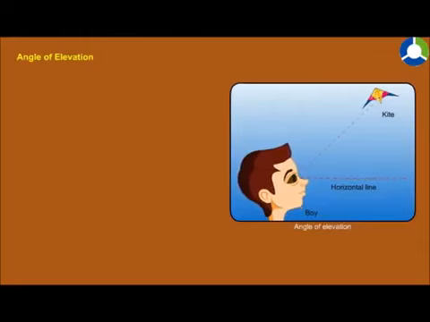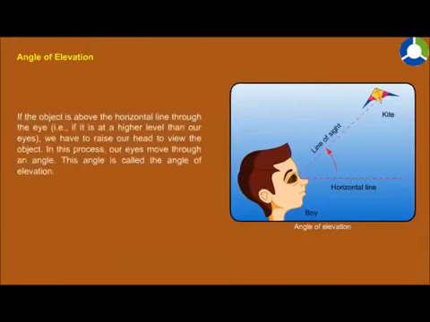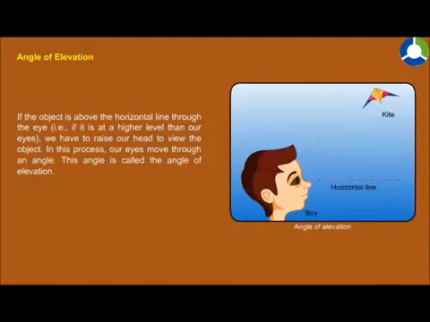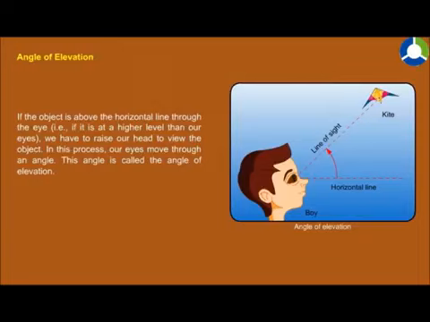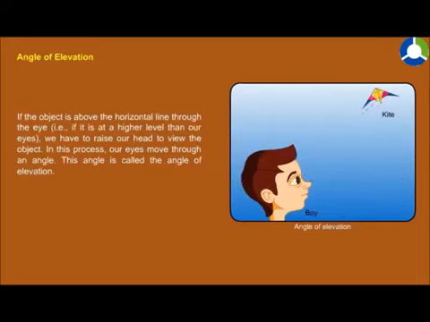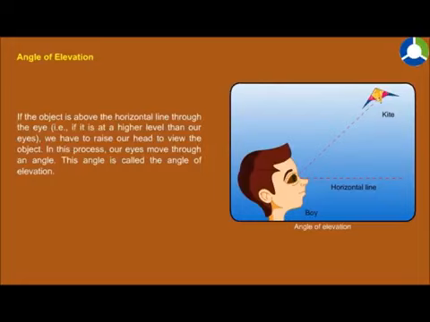Angle of elevation. If the object is above the horizontal line through the eye, that is, if it is at a higher level than our eyes, we have to raise our head to view the object. In this process, our eyes move through an angle. This angle is called the angle of elevation.